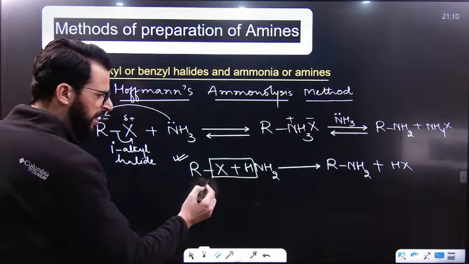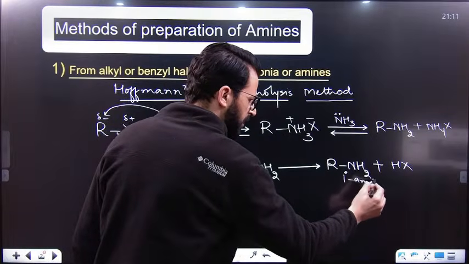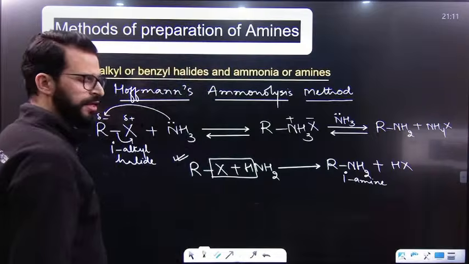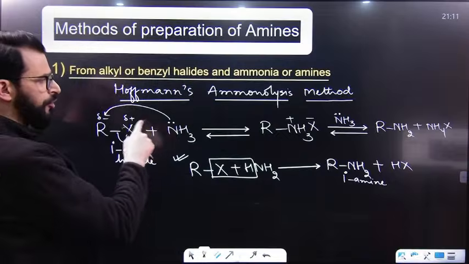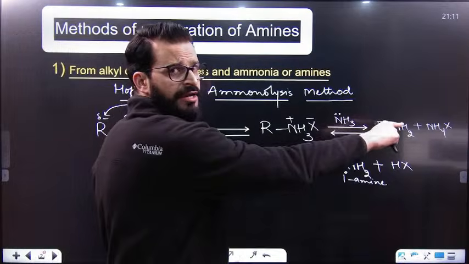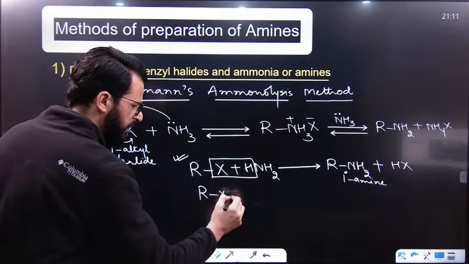So from alkyl halide and ammonia, you first get what we call primary amine. Now, after that, if alkyl halide is taken in excess, primary amine will react like ammonia with alkyl halide and form secondary amine. So you will simply remember this reaction in this fashion.